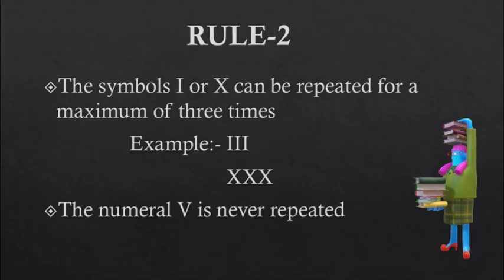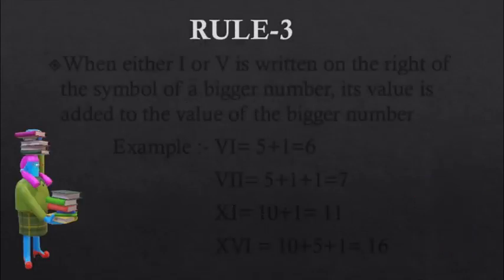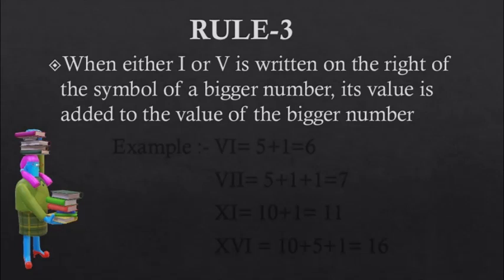The next rule says when either I or V, which is 1 or 5, is written on the right of the symbol of a bigger number, its value is added to the value of the bigger number. जो भी बड़ा number रहेगा, if you are writing it to the right side of that big number, then you need to add them.